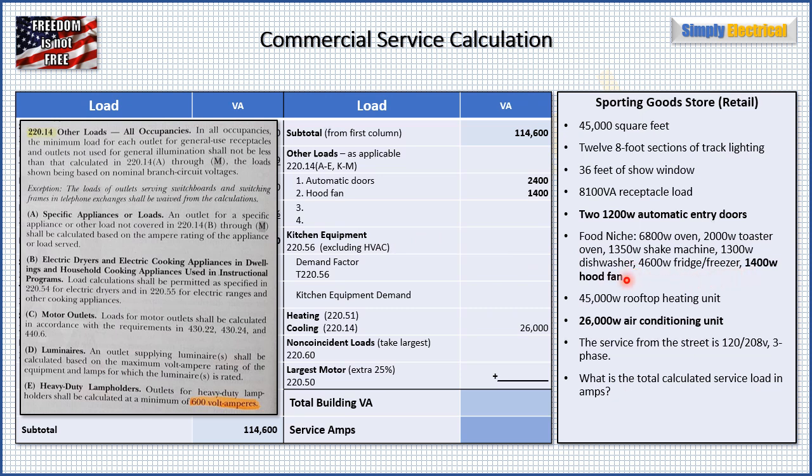And then the last thing we have is a 26,000 watt air conditioning unit. So we're going to put that down here. Even though it's technically under this category, I'm going to put it down here because we're going to end up comparing this to the heating in just a little bit. And it helps me remember to do that. So we're going to put that value here, 26,000 VA for the cooling.